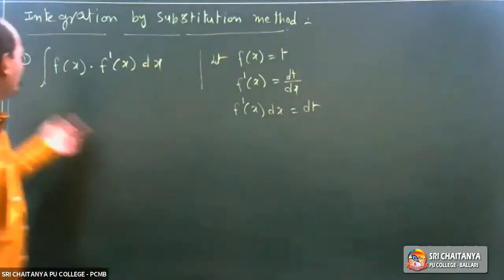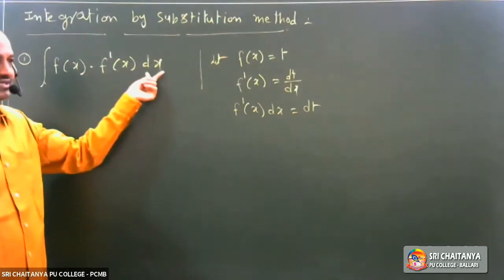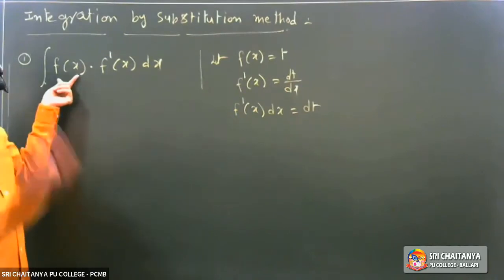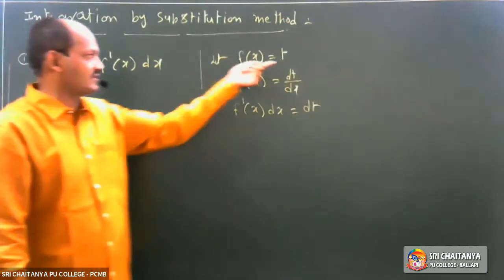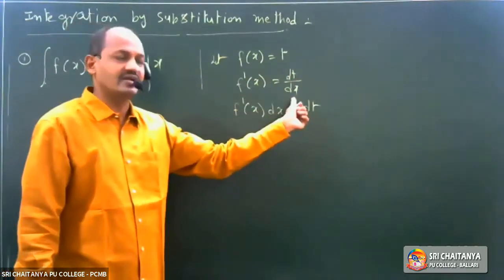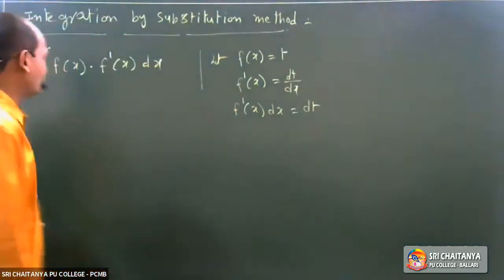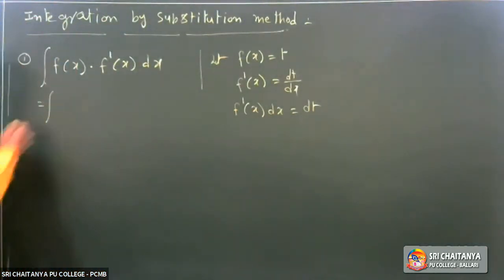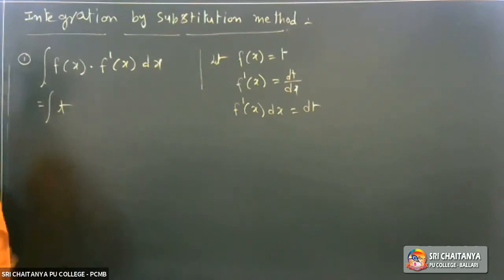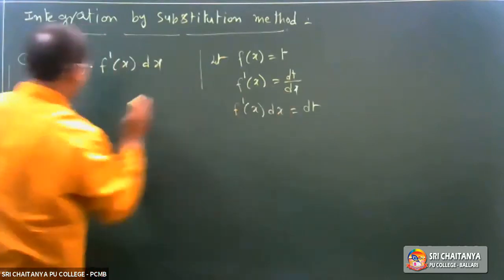Okay? So integral of f of x into f dash of x dx. This function is considered as any other term that is also in terms of x. f of x is equal to t. Its derivative is dt by dx. f dash of x dx is equal to dt. Now it is the integral, and we consider it in terms of t.